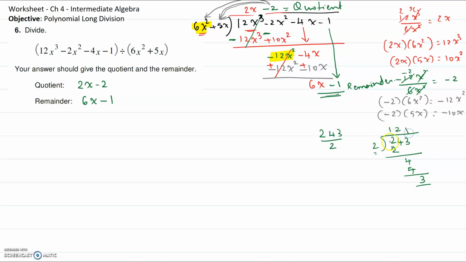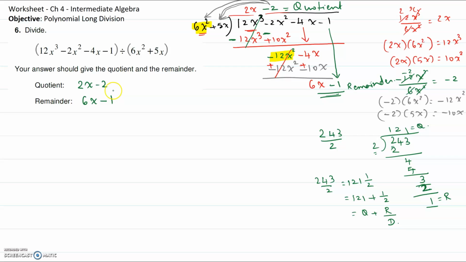Then we see how many times 2 goes into 3, that is 1. Then we do 1 times 2. Then if you notice, every time we subtract, 3 minus 2 is 1. And this is the remainder, and this is the quotient. So we can write 243 over 2 as 121, with the remainder on top and then the divisor. So we can write it like that. Or we can also write 121 plus 1/2. So it is quotient plus remainder over the divisor.